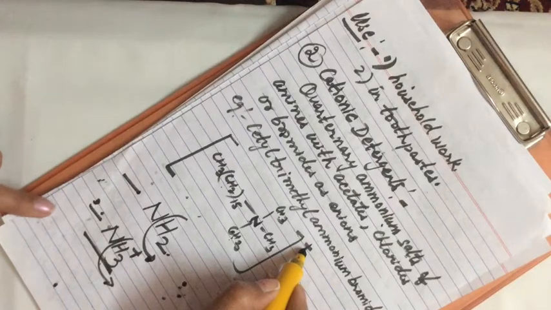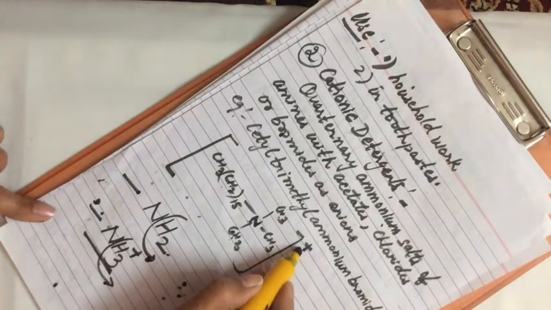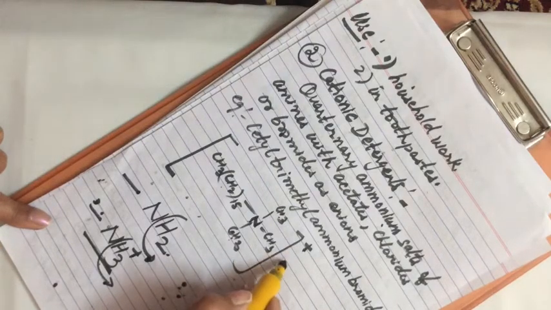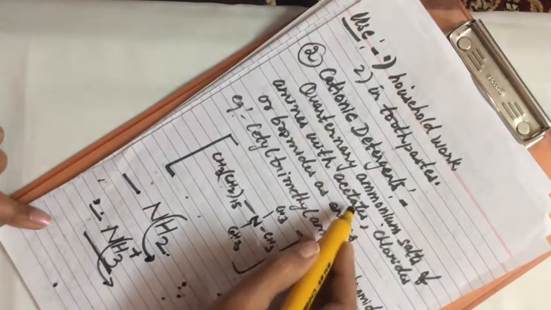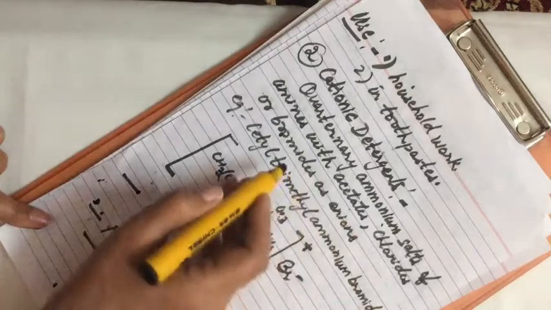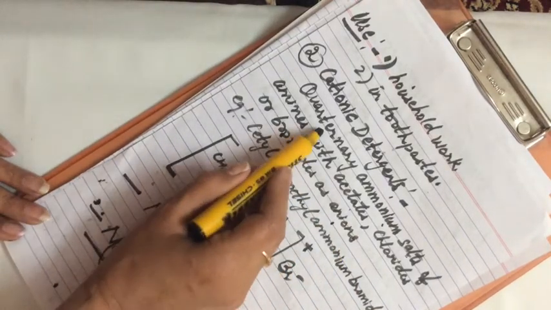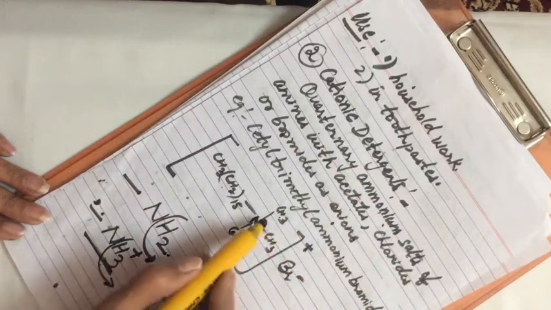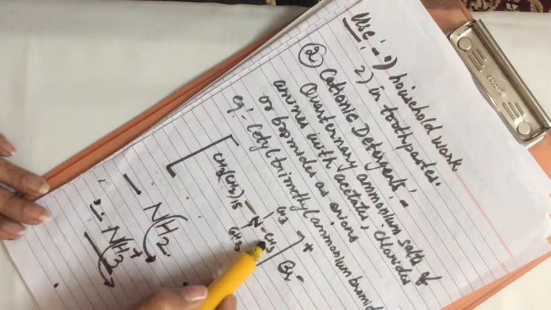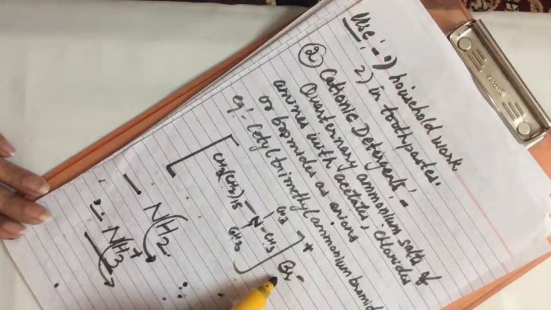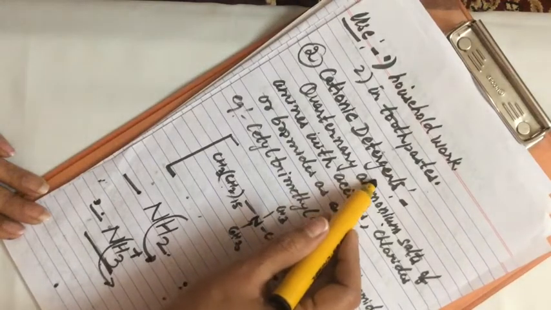This is a plus charge, quaternary ammonium salt of amine. Now to stabilize this charge, we need an anion. That anion can be acetate, chloride or bromide. So quaternary ammonium salts with bromide, chloride, acetates as anion are called cationic detergents.